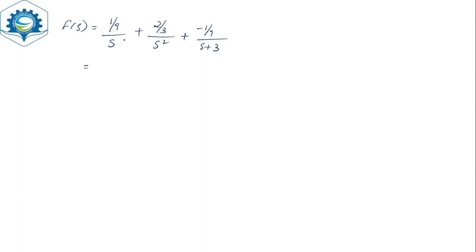The inverse Laplace of 1 by s is a constant. So that is 1 by 9 plus. What is the inverse Laplace of 1 by s square? You are already familiar that the Laplace transform of t is given by 1 by s square. So if you want to find the inverse of the 1 by s square term, it will be t. So you have 2 by 3 t plus.